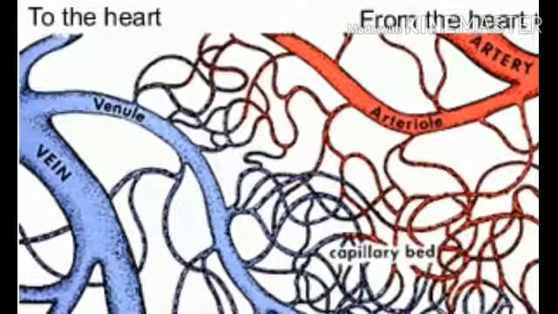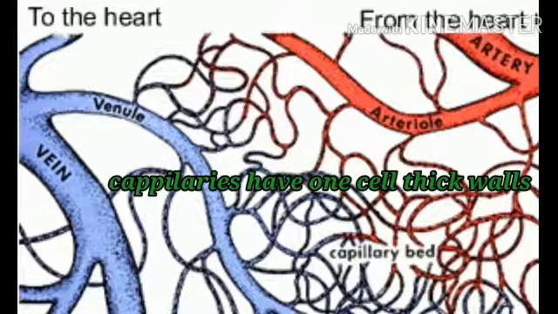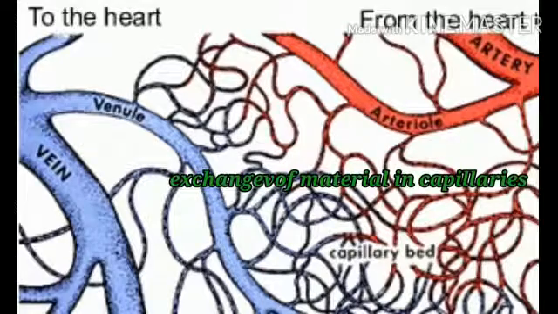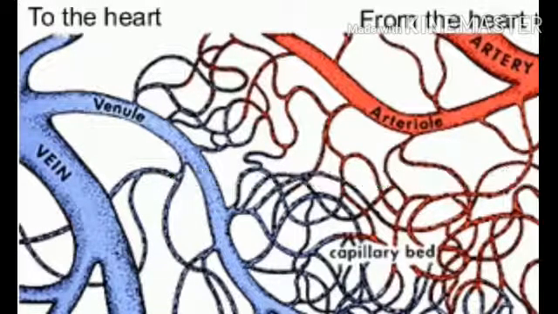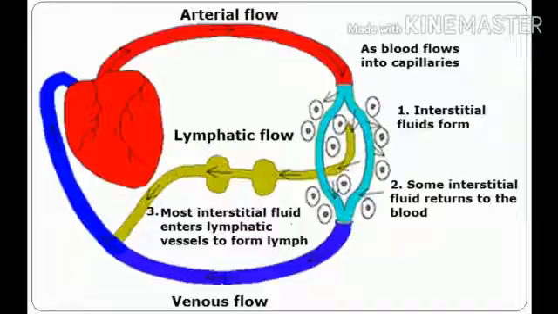The smallest vessels have walls which are one cell thick and are called capillaries. Exchange of material between the blood and surrounding cells takes place across this thin wall. The capillaries then join together to form veins that convey the blood away from the organ or tissue.